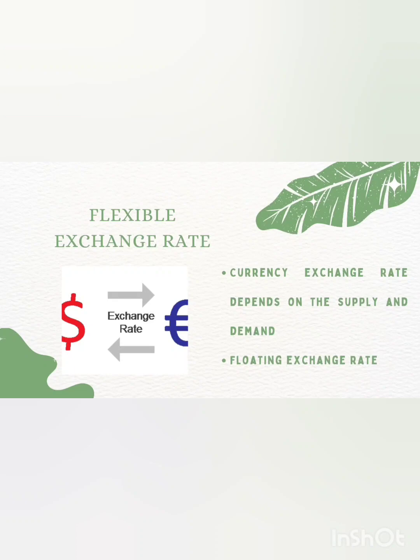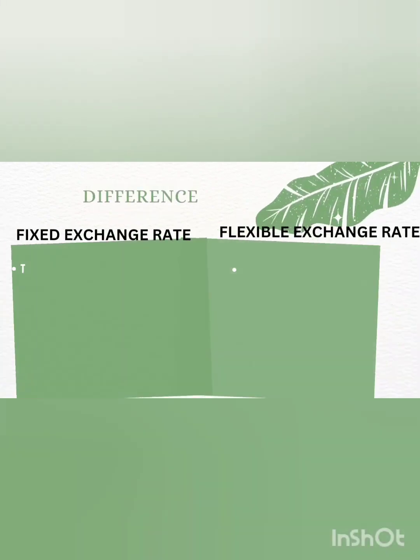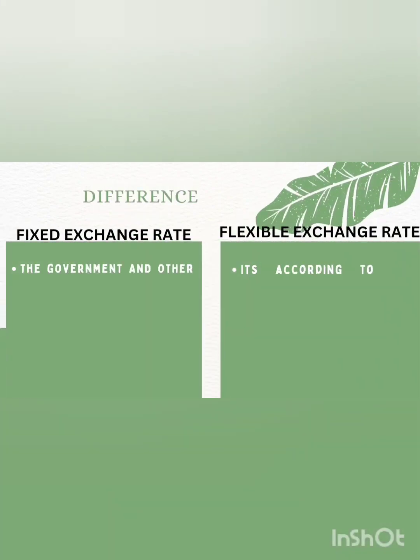Under this system, the country's economic condition regulates and determines the market supply and demand for its currency. It is determined concerning other currencies, which means the higher demand for a specific currency, the higher will be its exchange rate, and vice versa. So, therefore, the government and other monetary authorities have no control over the floating exchange rate. Next, we speak about the key difference between fixed and flexible exchange rate.